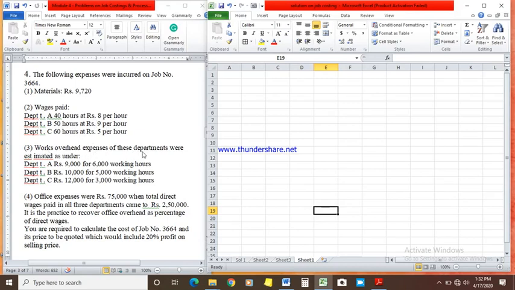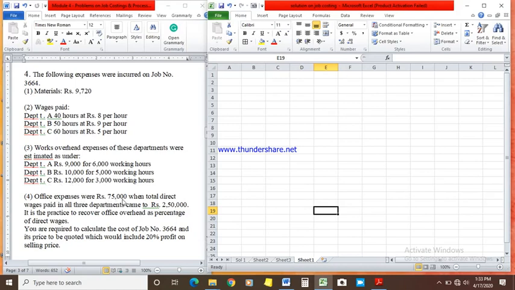Works overhead expenses for department A is estimated at rupees 9,000 for 6,000 working hours, which means if 6,000 working hours is there in this department A, then the works overhead comes to 9,000. So we need to calculate what is the per hour work rate. For department B it is 10,000 for 5,000 working hours, for department C 12,000 for 3,000 working hours.